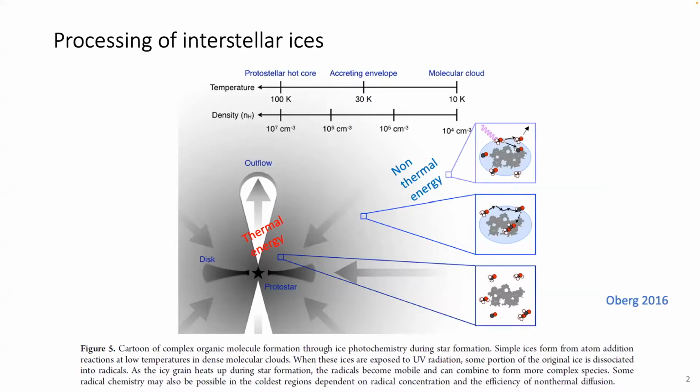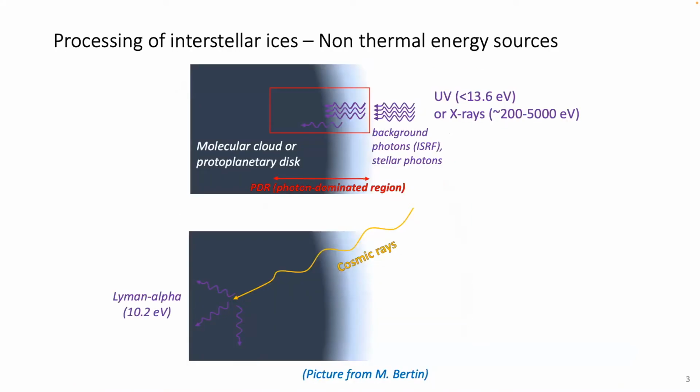So there are lots of things that can happen to interstellar ices throughout their lifetime. If we consider ices in a molecular cloud, they can be submitted to some non-thermal energy that can process them. And then if they evolve near a protostar, they can be submitted to thermal energy and also have some processing. So in my talk, I will talk about these non-thermal energy processes and these thermal energy processes that are occurring on interstellar ices from an experimental point of view.